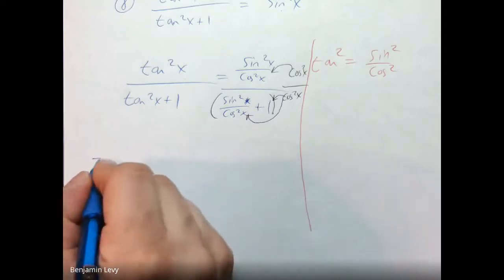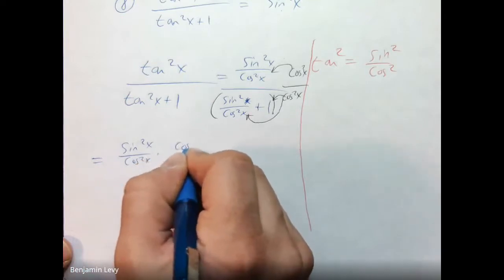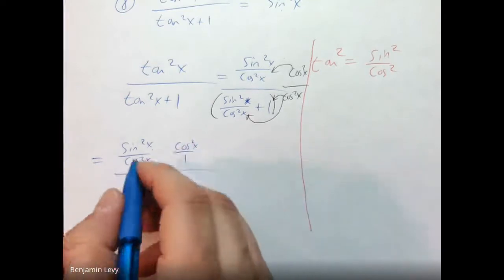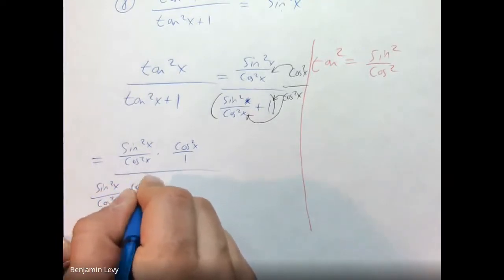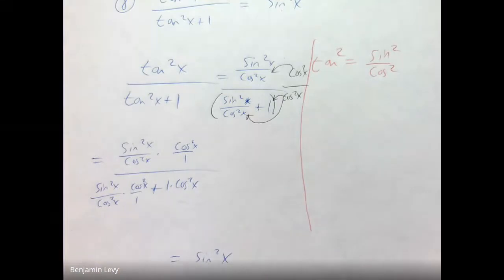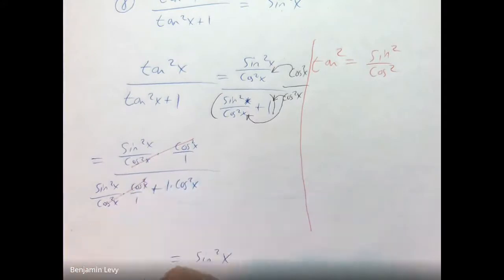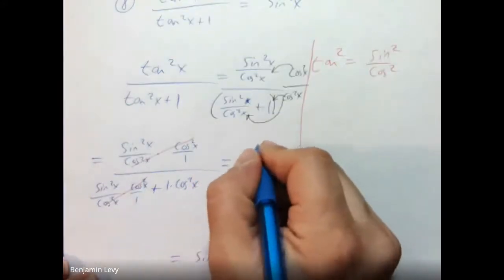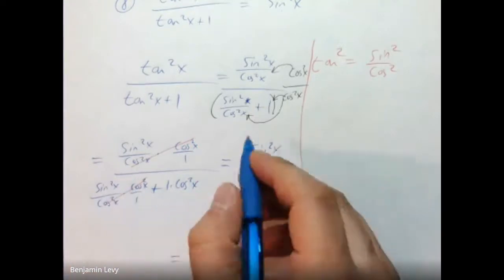Let me do the intermediate step just in case there's confusion about this. We have sine squared over cosine squared times cosine squared over 1, and then on the bottom, sine squared over cosine squared times cosine squared over 1 plus 1 times cosine squared. I just distributed, and I'm writing out the details there. These cosines cancel, those cosines cancel. You end up with just sine squared on the top. Sorry, my pen's falling apart here. And on the bottom, you end up with sine squared plus cosine squared.